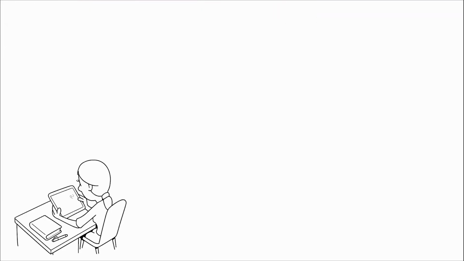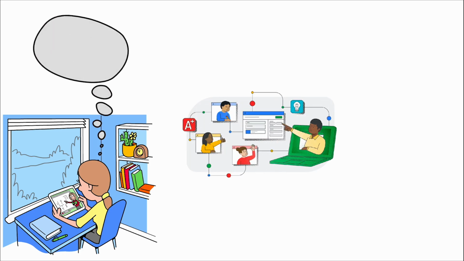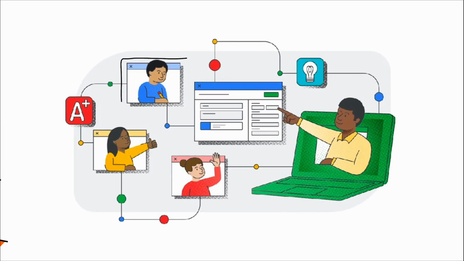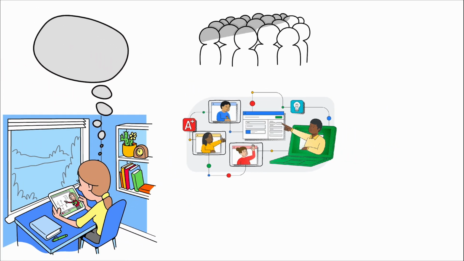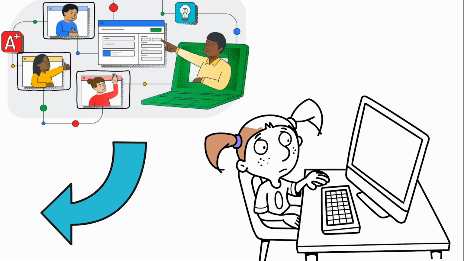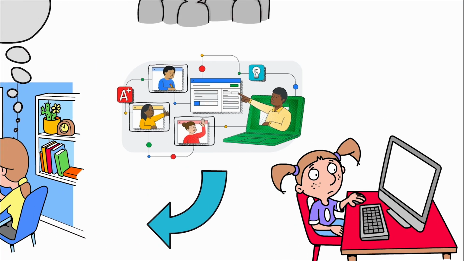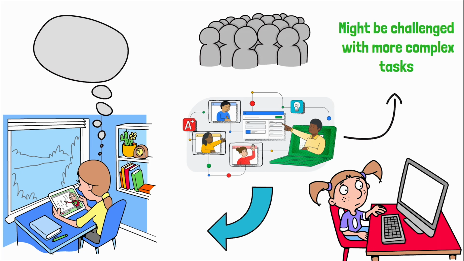Moreover, technology facilitates differentiated instruction, which is essential for meeting the diverse needs of students. Adaptive learning software can provide personalized learning experiences by adjusting the difficulty level of tasks based on individual student performance. This ensures that all students, regardless of their skill level, can engage with the content at a pace that is appropriate for them. For example, a student struggling with a particular concept might receive additional practice and targeted feedback through an adaptive learning platform, while more advanced students might be challenged with more complex tasks.